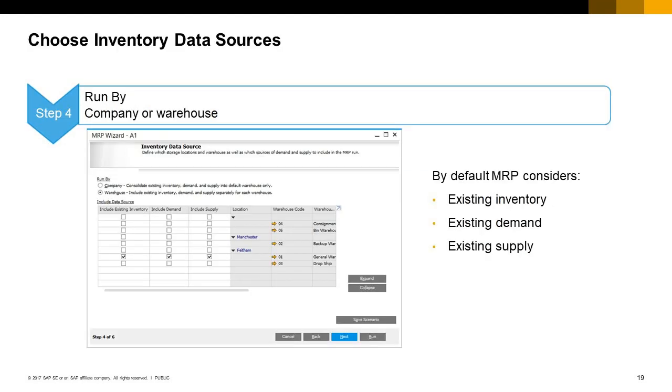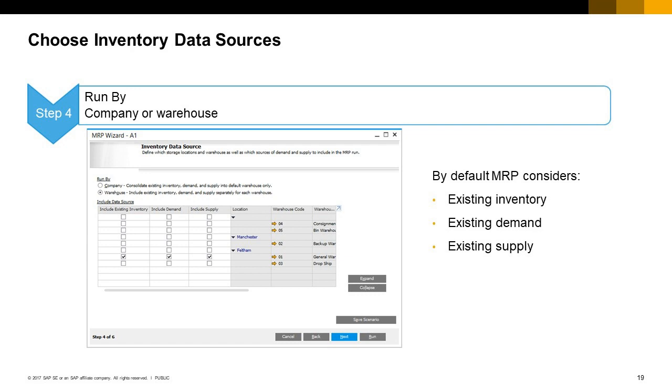First you decide whether you want to run MRP collectively for the entire company or to have it calculate requirements separately by warehouse. By default, MRP will consider existing inventory, demand, and supply. You choose whether you want to consider the existing inventory or the minimum inventory level. You can also include a forecast to be consumed by sales orders.